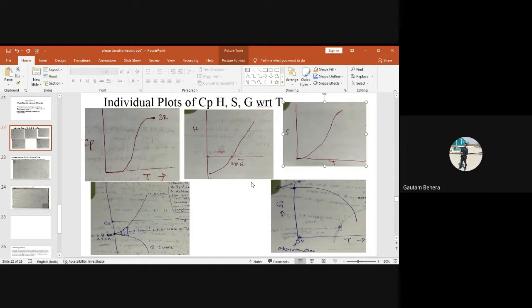and further, if you define this configurational entropy, that can be defined as minus R (XA ln XA plus XB ln XB). You have heard about this concept earlier? Yes, sir, in MTK. Yeah, very good. Anyways, this XA means mole fraction of A and XB is mole fraction of B.